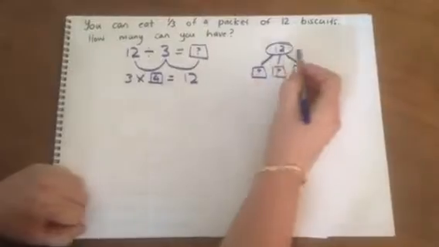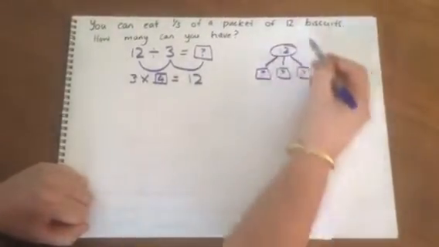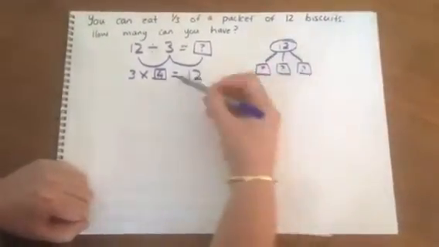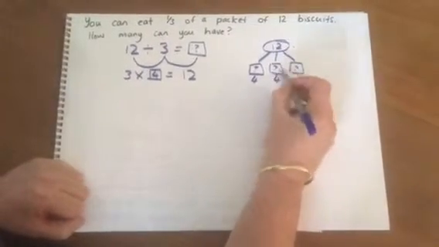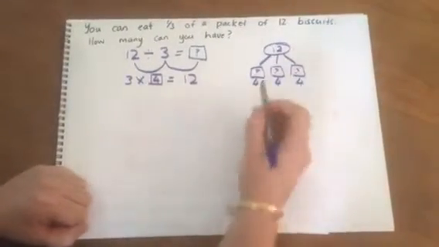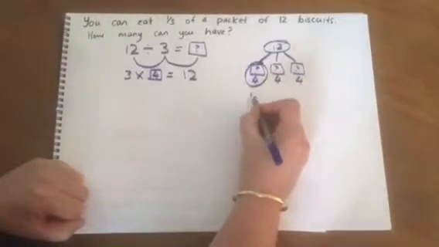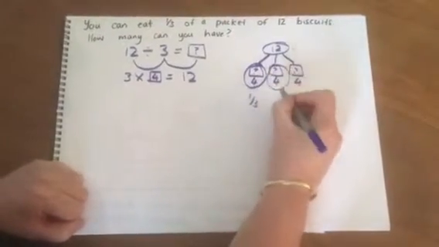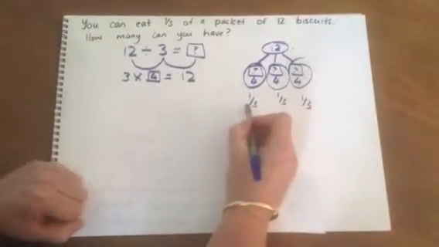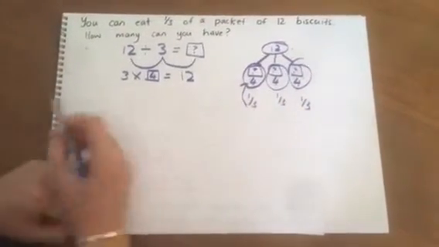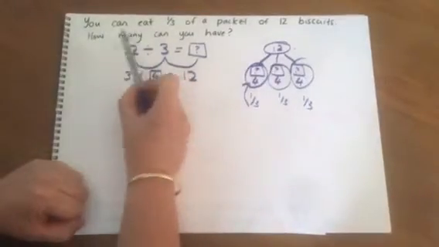So if we were to look at our picture over here, and this is kind of in your head, you've got your 12 biscuits, and we're going to check that. So if we've got 4 there, and 4 there, and 4 there, do they add up to 12? Yes, they do. So 1/3, that's a third, that there is a third, and that there is also a third. So 1/3 is 4.